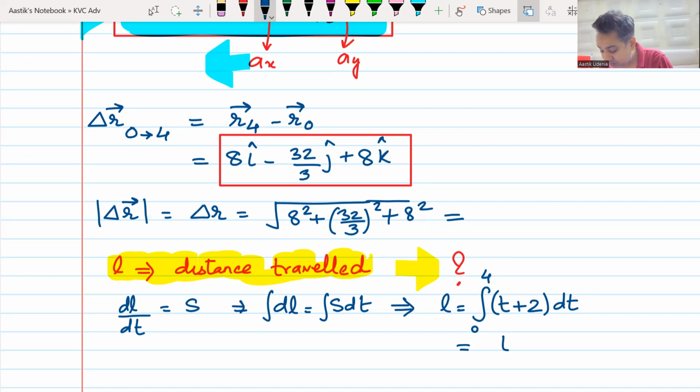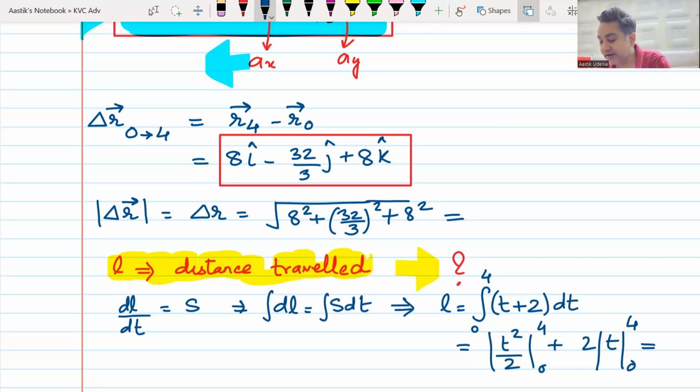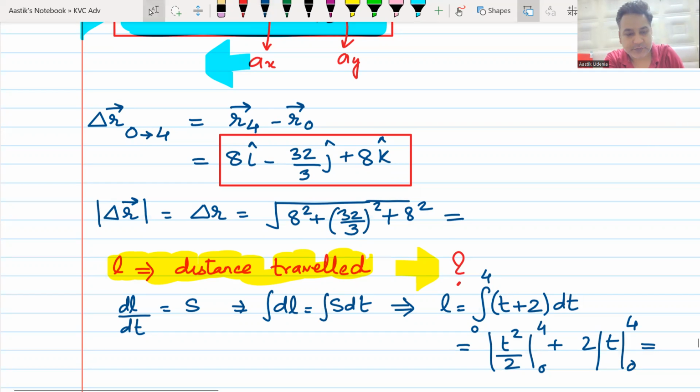What is the integral of t plus 2? It is t square by 2 plus 2 times t. I put the limit from 0 to 4. Once you put that limit, you will get the answer. Do we understand this, everyone? Can I have raised hands from everyone that we understand this? Anjali, Shruti, Shrihit, do we understand this? That is how we are supposed to do this.